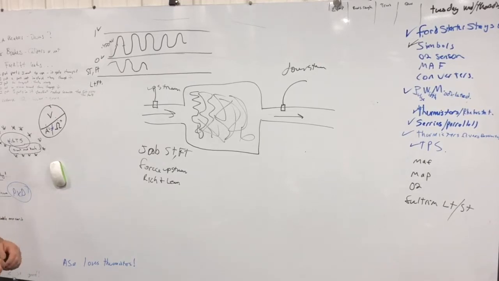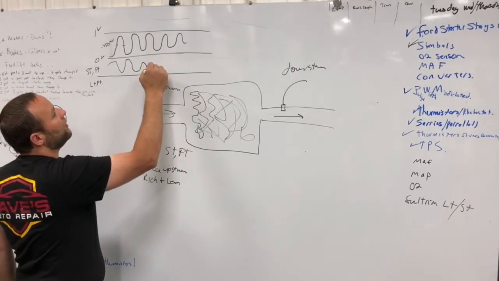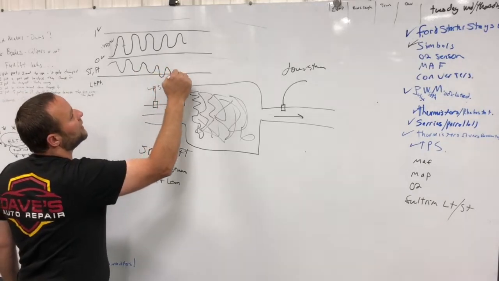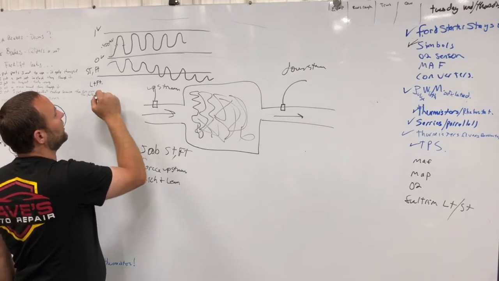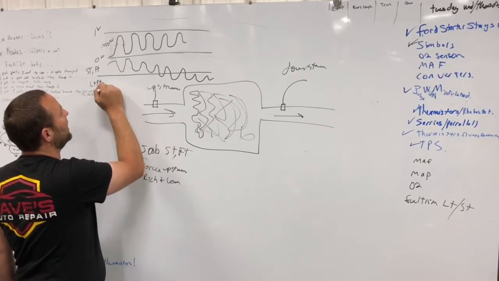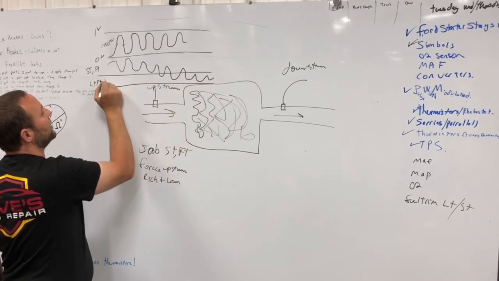The long-term fuel trim watches this and wants to keep this within range. If it sees that this is having to go like this to keep that thing switching, the long-term fuel trim, I really messed up where I placed that, didn't I? I'm going to make it short. The long-term fuel trim, let's say it's at zero right here.